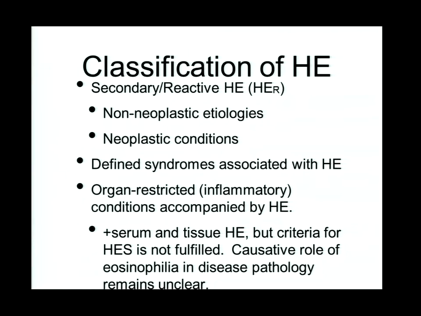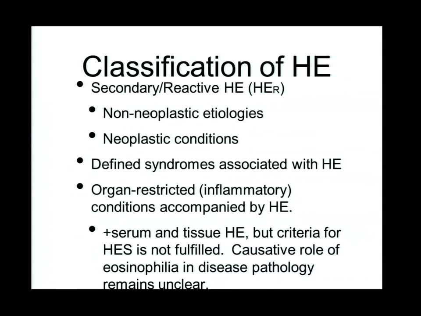So, you see hypereosinophilia, it's greater than 1,500 per microliter. What is the classification of hypereosinophilia? Because it's a huge differential diagnosis. One of the main things that you need to rule out for a hypereosinophilic presentation is whether there is a secondary or reactive cause for the hypereosinophilia.